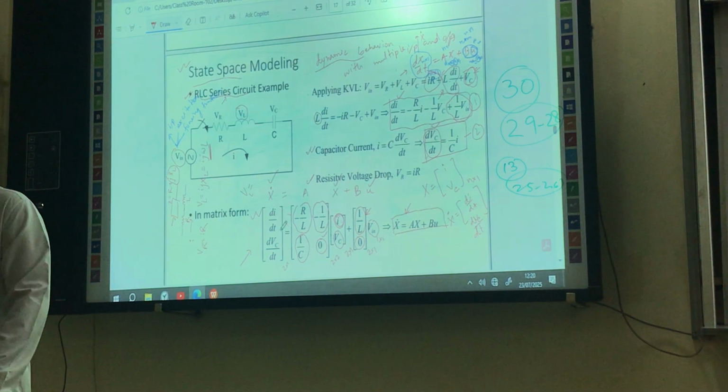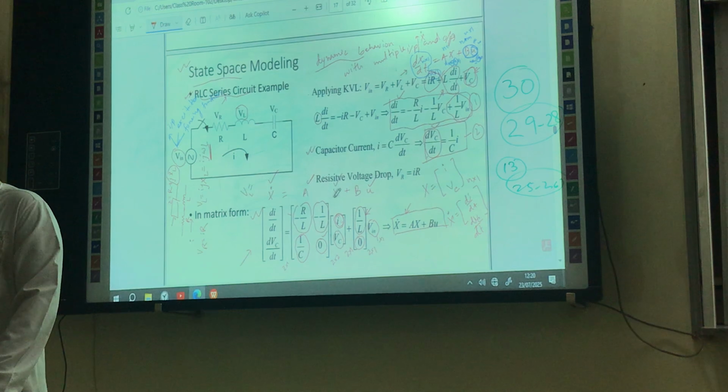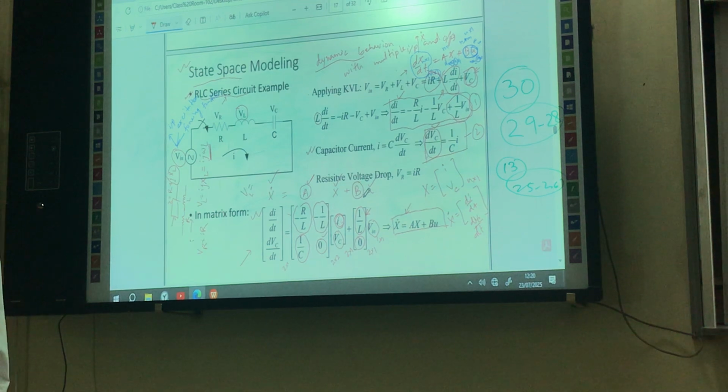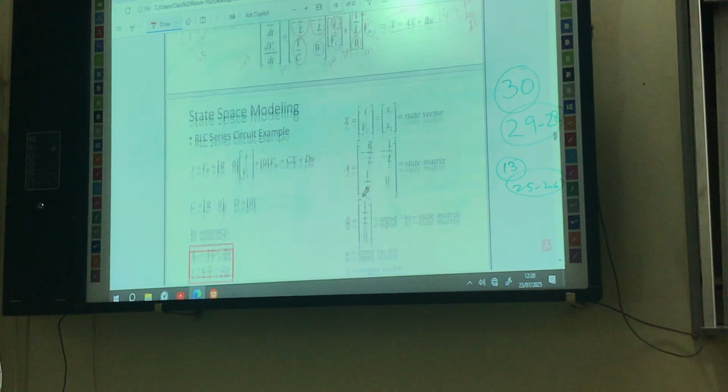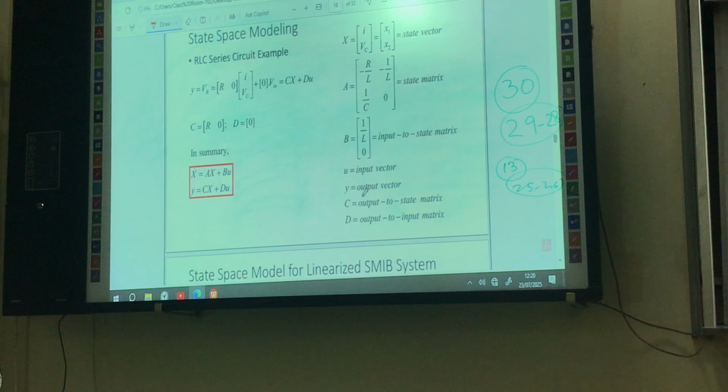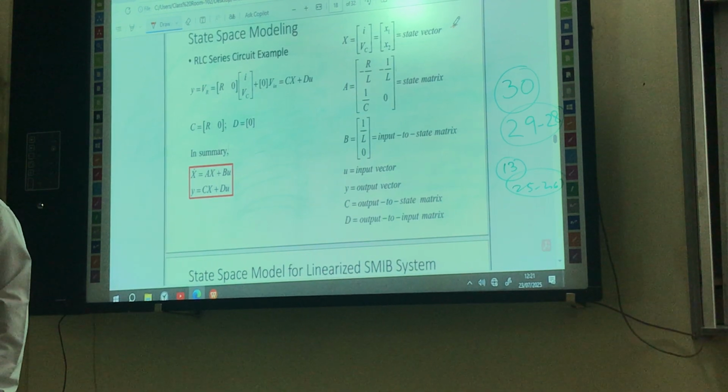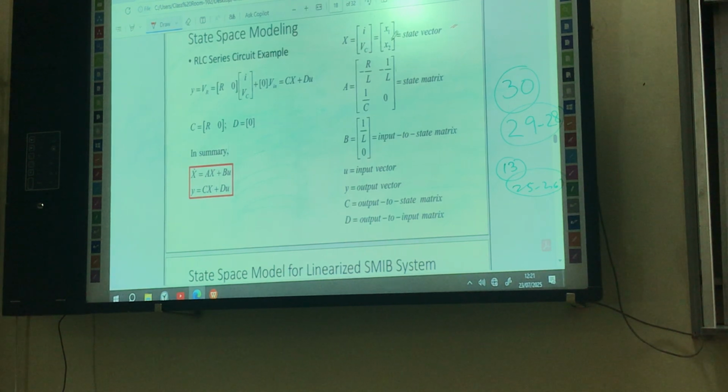Okay. So now this is your x dot equals Ax plus Bu, and you have found out your A and B matrix. Okay. Now let's go to the next slide. So what is X? X is your state vector that will contain the state variables. For this example, we have I and VC. You can term it as x1 and x2 because there are two state variables.